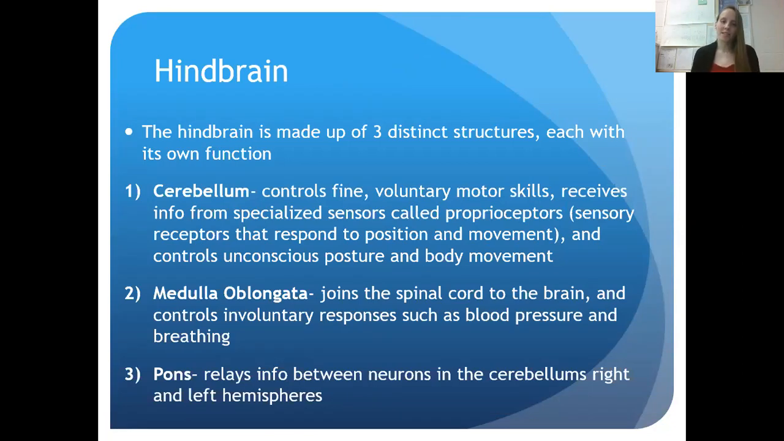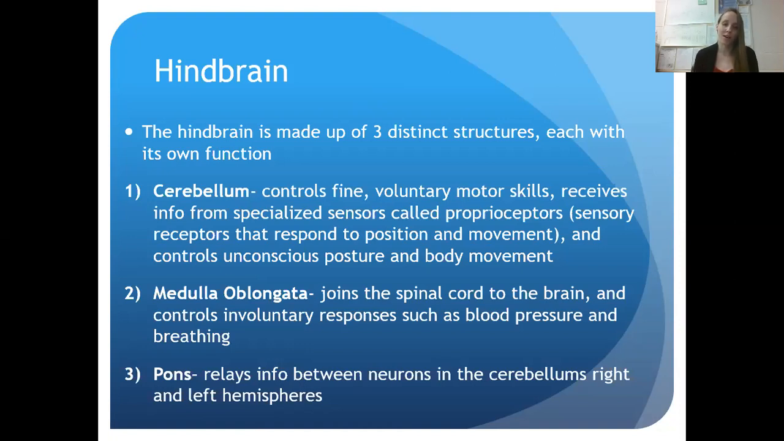It also receives information from specialized sensory receptors called proprioceptors, which are located in your muscles and detect how your body is positioned. So when it comes to your posture and how you sit and interpreting that information, all of that is the cerebellum.